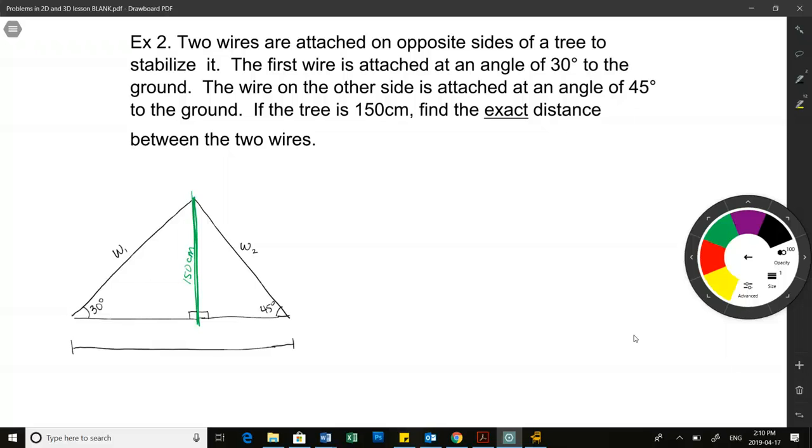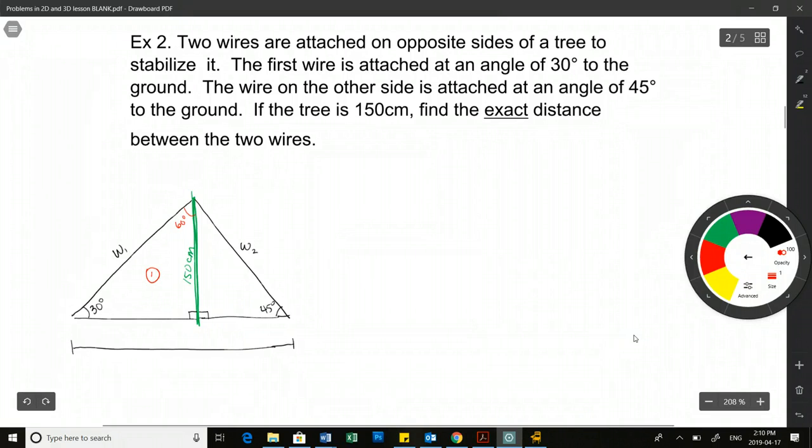All right, so I think we know our other 2 angles. If I am just looking at this left triangle over here, we'll call this triangle number 1. My other angle up here is 60 degrees. And then in triangle number 2, that has wire number 2, this angle up here is 45 degrees.